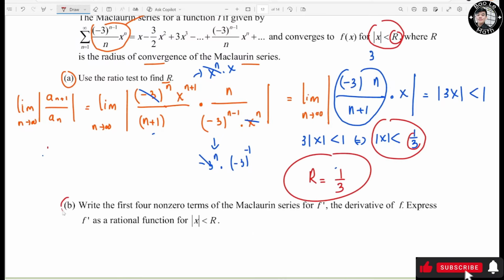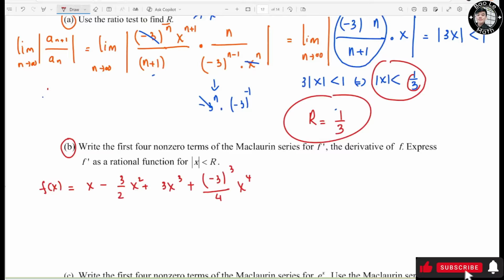Now let's move on to question B. Write the first four non-zero terms of the Maclaurin series for f prime, the derivative of f. Now this one is the function f of s, right? So we just write the first four terms of the function f of s first, and then we're going to take the derivative.